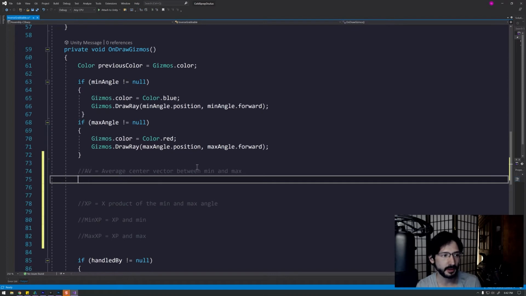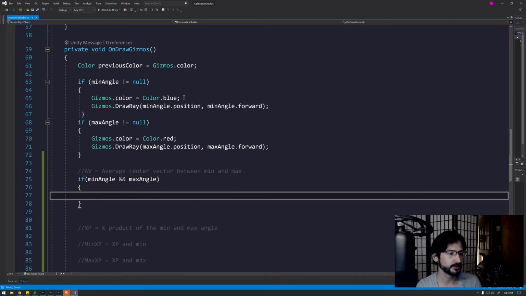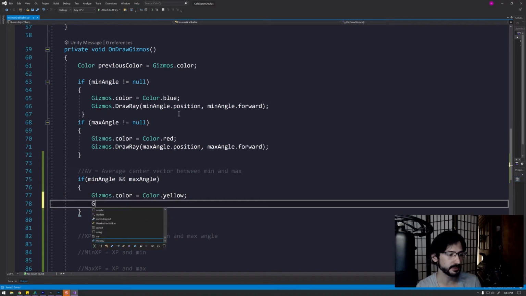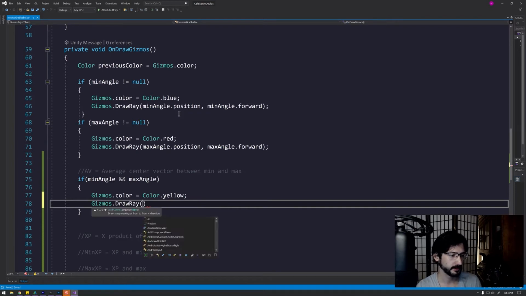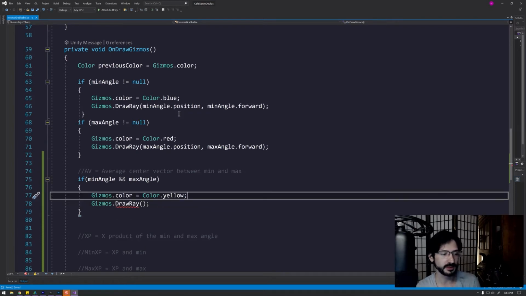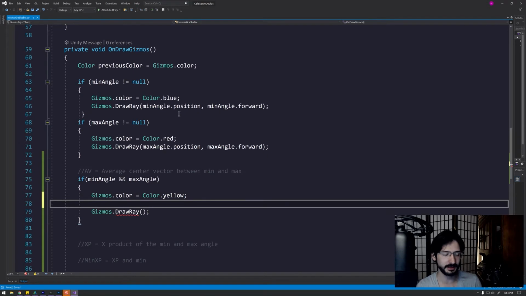So before we are checking, we should probably do the same thing. So we should do if min angle and max angle, right? We can then do a Gizmos.color is going to be equal to, we'll do yellow for right now, so Color.yellow. And next up, we can do a Gizmos.DrawRay. Okay. Now, before we do that ray, we also need to calculate the darn thing.